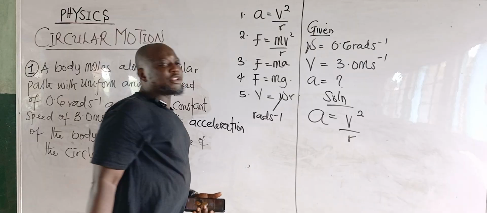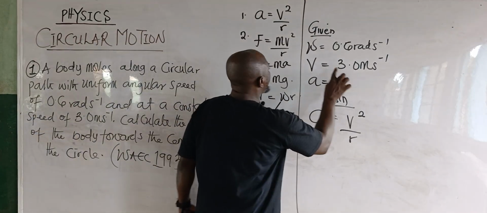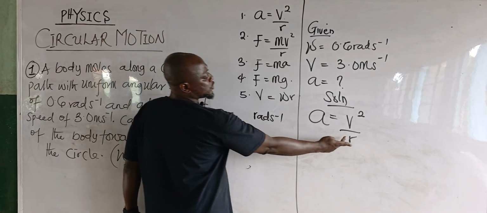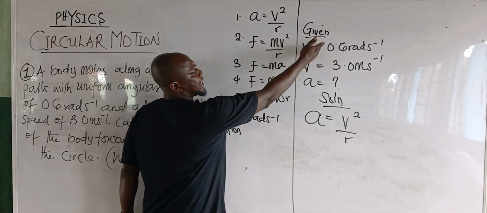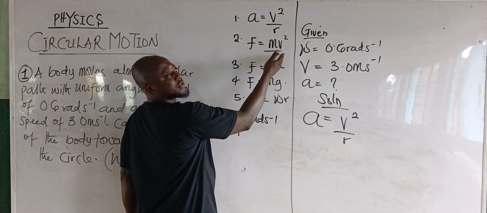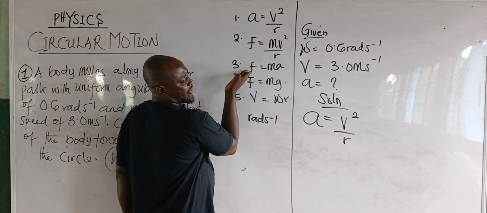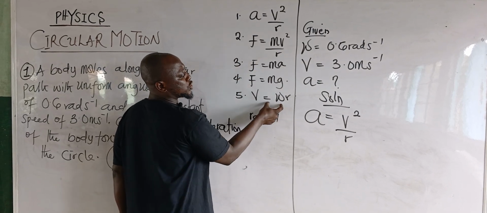The first thing we are going to do going forward is that we are going to recall this, because since we don't have R, this is the only formula that carries R. You cannot make use of this one because we don't have mass here. If we had mass, we would have used this. This one here, we don't have F. We are looking for acceleration, we don't have F. So you cannot use this one. This is what we start with.